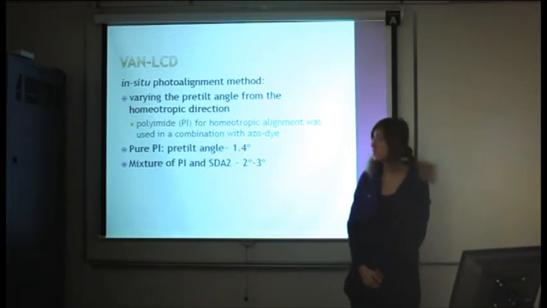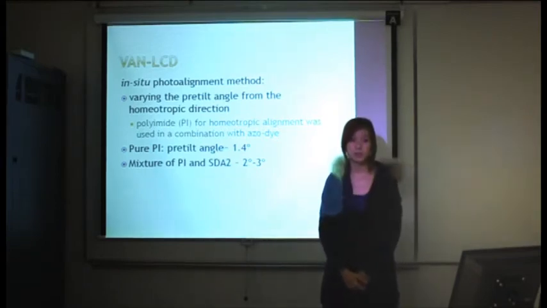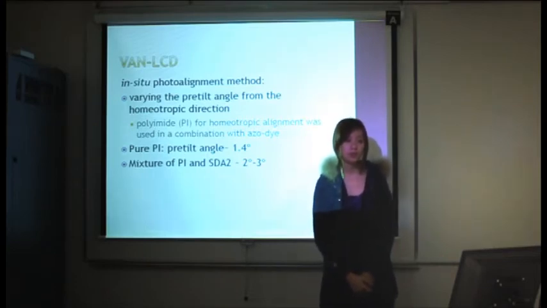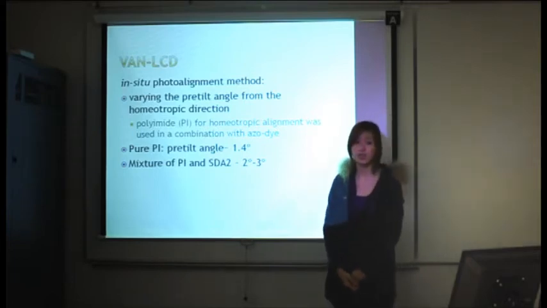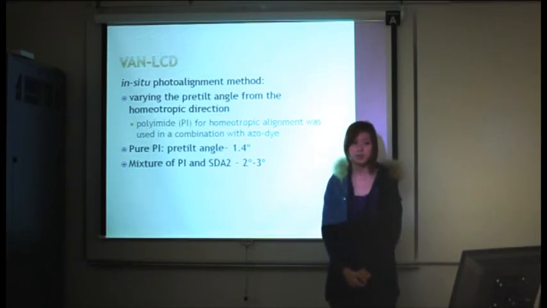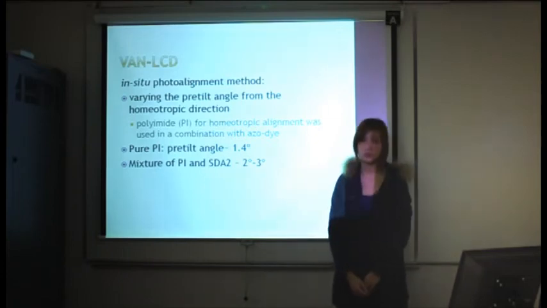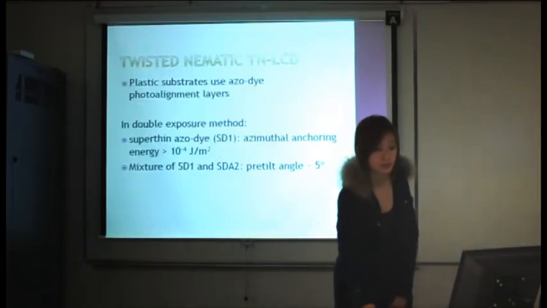We will use the in-situ photo alignment method, which can vary the pretilt angle from the homeotropic direction. PI will be used for homeotropic alignment in combination with azo dye. If you use PI only, the pretilt angle will be 1.4 degrees. But if we mix it with SDA2, the pretilt angle can be increased to 2 to 3 degrees.